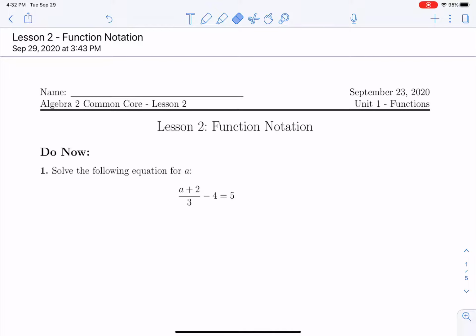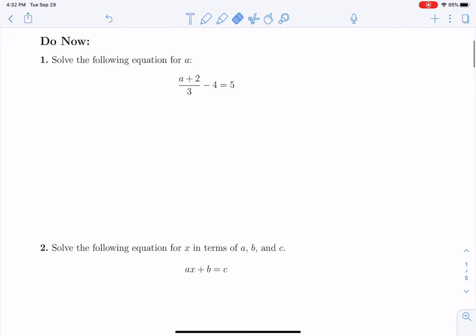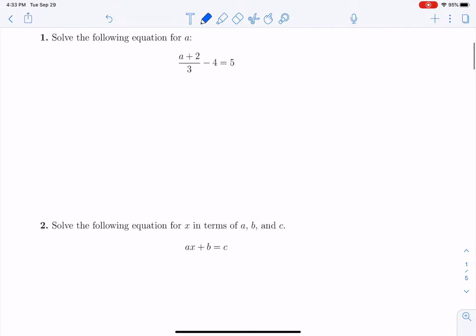Okay, so the do now of this lesson is simply solving two different equations. In the first equation, we're told to solve for the variable a. And we're given the equation (a + 2)/3 - 4 = 5. If you're stuck on where to start, one thing to think about is what operation on the left side of that equation is the farthest from a?